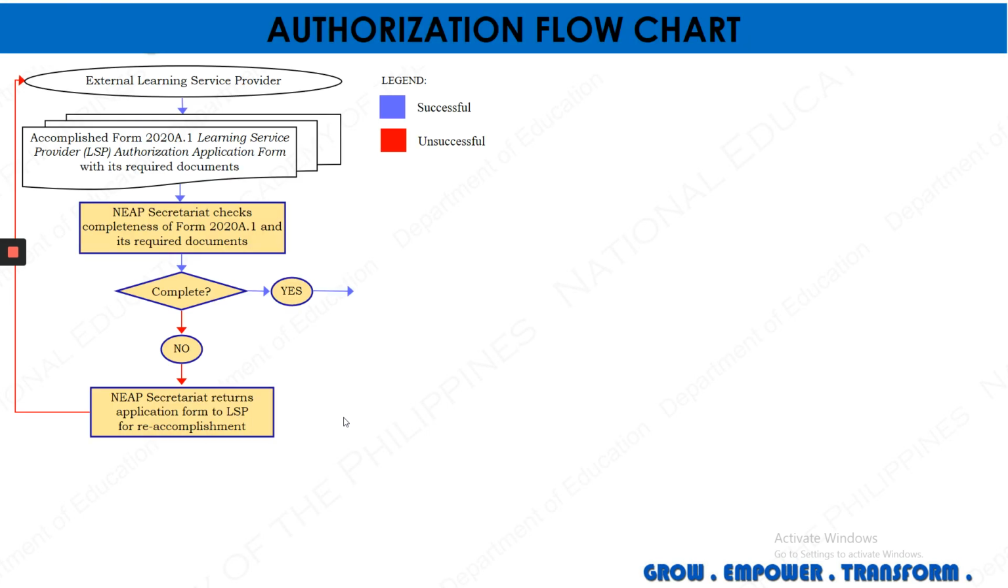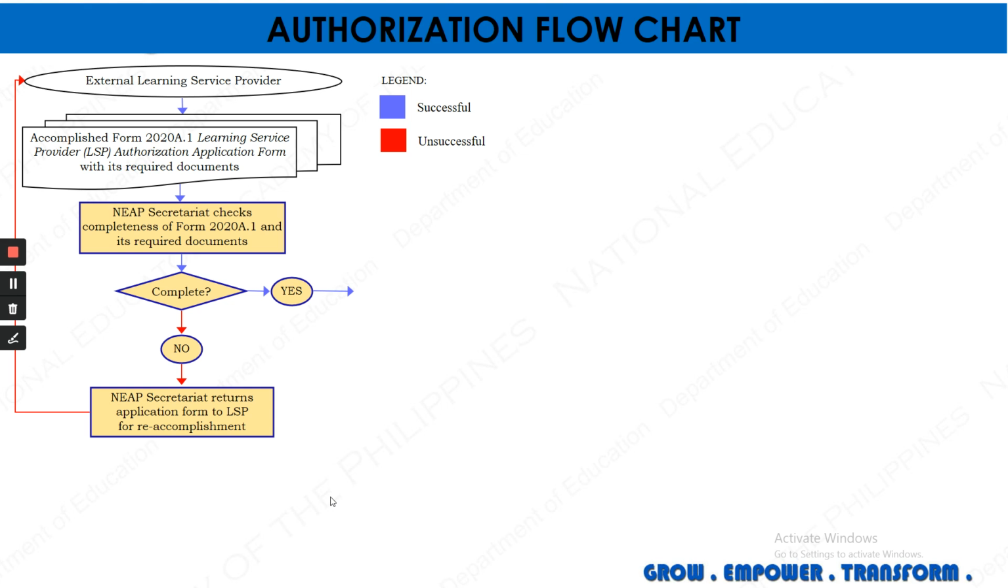So if it's successful upon checking by the secretariat, this is the arrow. But if not, the NAIAP Secretariat returns the application form to the LSP for re-accomplishment. So the chance of submitting only once is not counted here yet. It will be counted once the recognition evaluation committee receives the application. So the first no here is not yet counted.